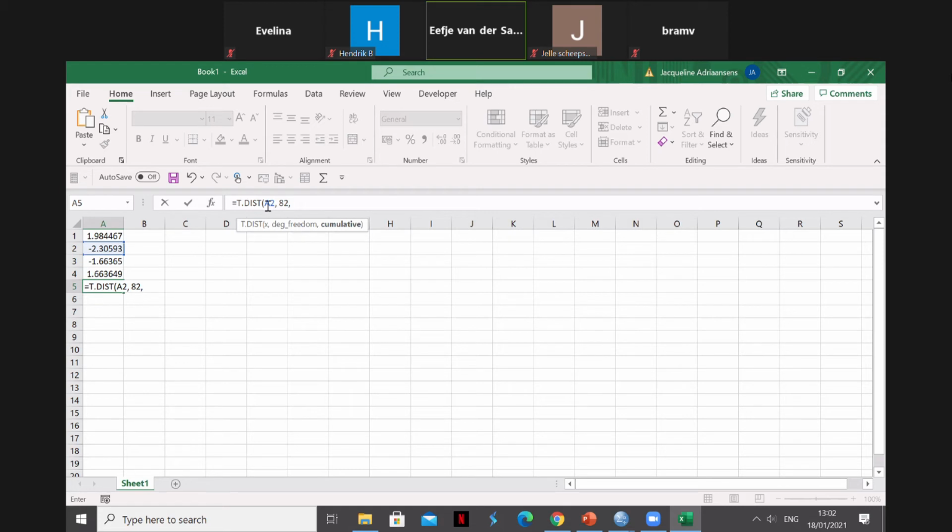What I put here, by the way, so this x, remember, it's the probability that you get this, so the p-value is the probability that you get the outcome as extreme as your t-value, which was minus 2.30593. And that's like your little x value. So you put that there, and you take 982, and it asks cumulative. And then you just put in true, because you want the cumulative.